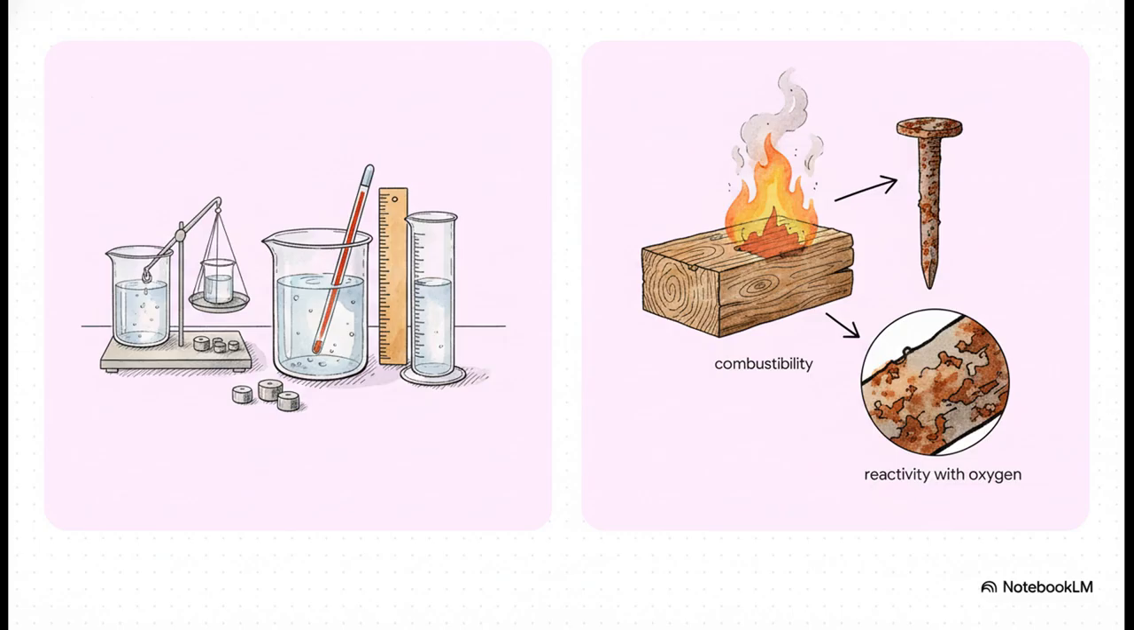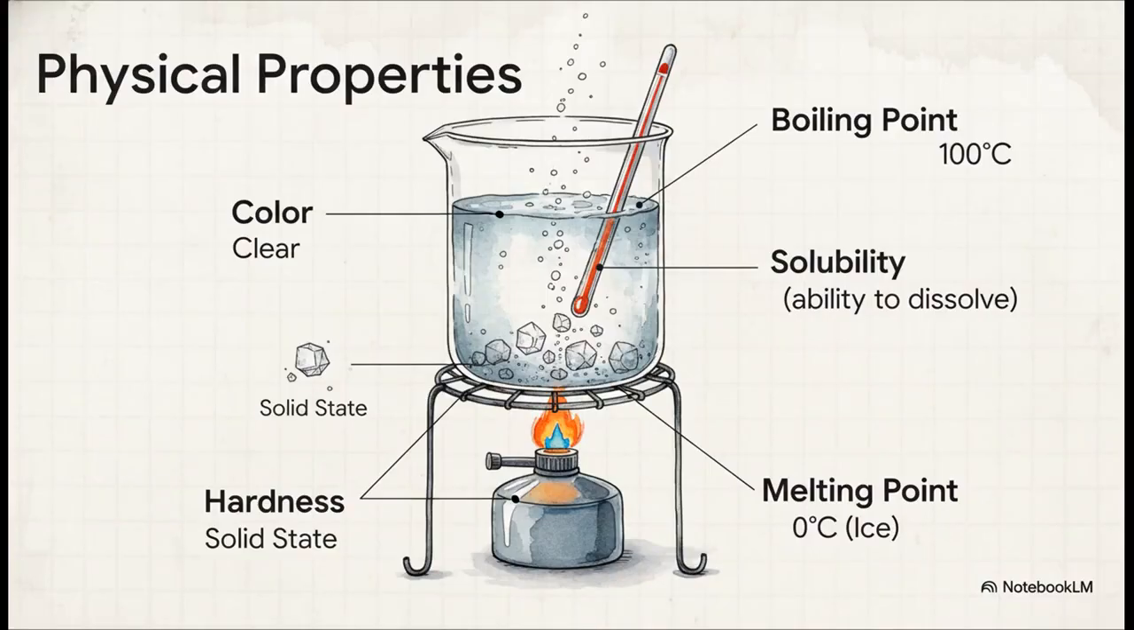But a chemical property, that describes what it can become. It's all about its potential to change into something brand new, like its ability to rust or burn. You can think of physical properties as a substance's ID card. They're unique identifiers, like a fingerprint.